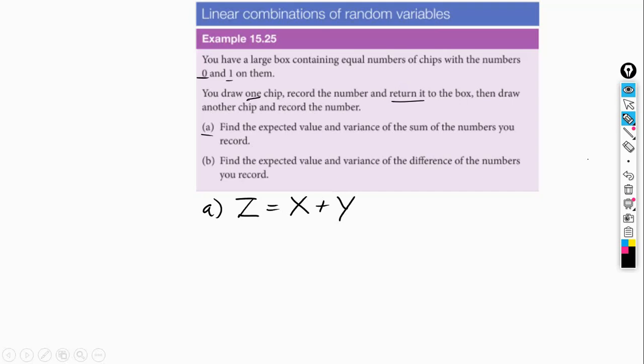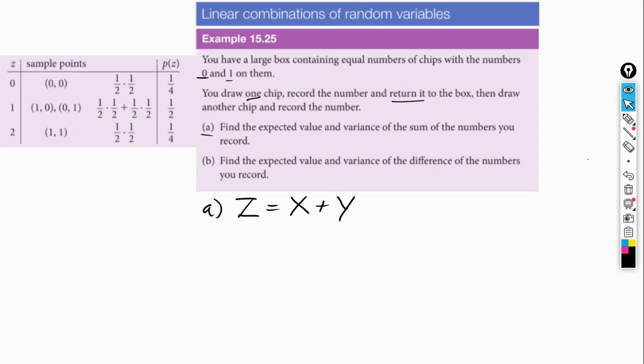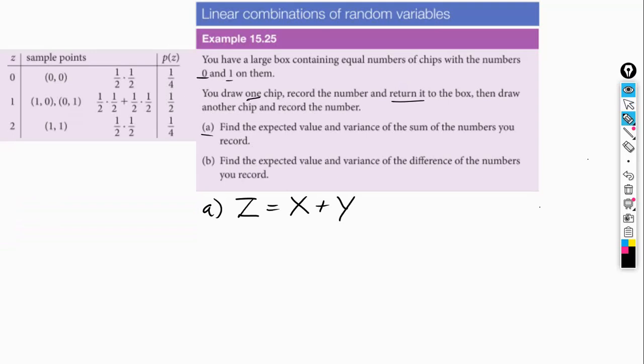So for this, we would have to create a table and analyze a few things. So here's our table. And notice that in the first column, we have the possible results for z. You have three possibilities. You can get 0, you can get 1, or you can get 2. Now, how can you get 0? Only if you draw 0 from the first chip and 0 from the second chip. How can you get 1? If you get 1 from the first chip and then 0, or if you get 0 and then 1. And then there's only one possible way to get 2, which is 1 and 1.